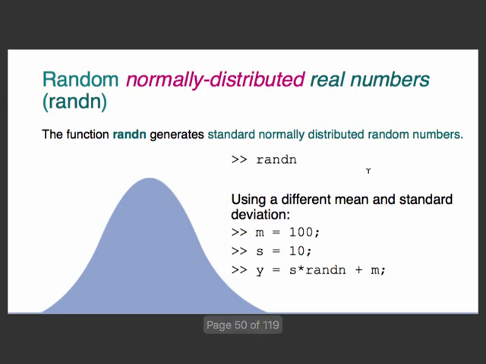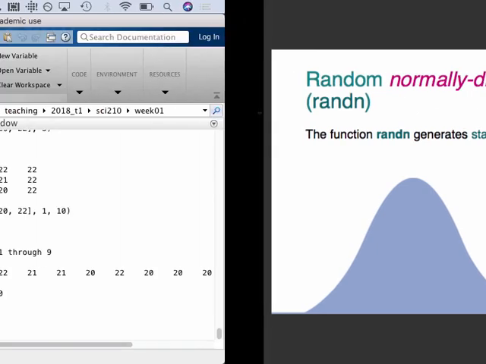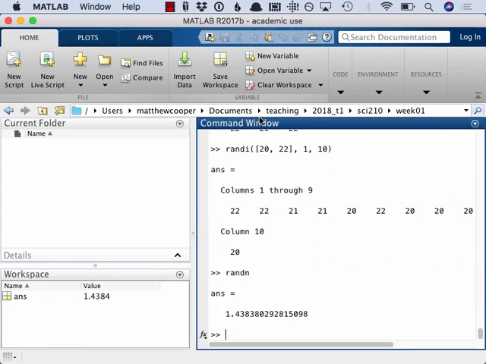Okay, so we were talking about uniformly distributed random variables between 0 and 1 before. What about normally distributed real numbers? You go randn, with an n on the end, and it'll give you a number that's distributed by the standard normal distribution. The standard normal distribution is the one that's got mean 0, standard deviation 1. So if I go randn, okay.